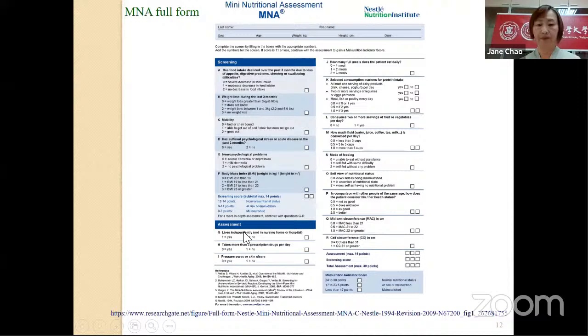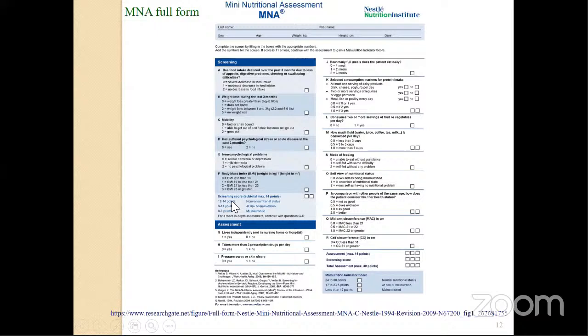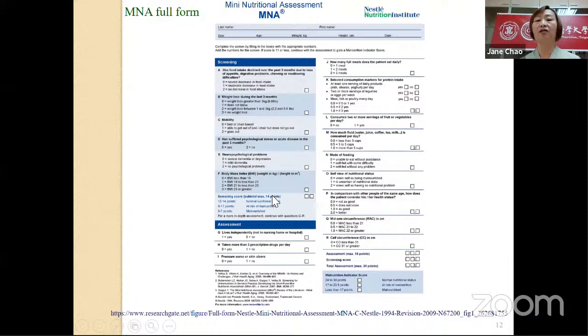If the score is equal to or above 12 points, you can stop. So you can just have the screening part, depending on your subtotal score. If the total score is less than 12, go to the assessment part from question G to question R.